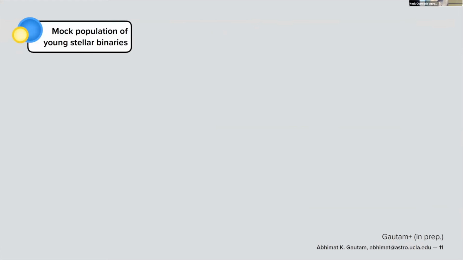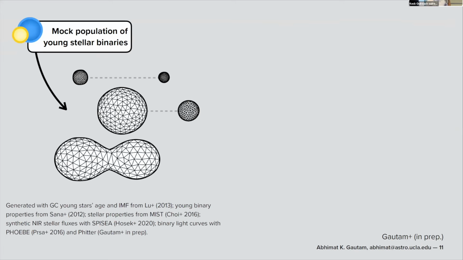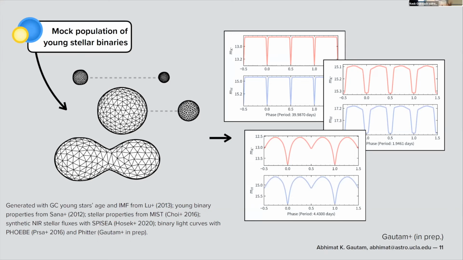The way we do this is we generate a mock population of young stellar binaries, and then we simulate this population using parameters that may be typical of a young stellar binary population. I've put some details in there. If you're interested, we can talk more about this later, but I don't have too much time to go into those details here. And then for this young binary population, we generate synthetic light curves of what we would expect to be able to detect in our bandpasses at the galactic center.